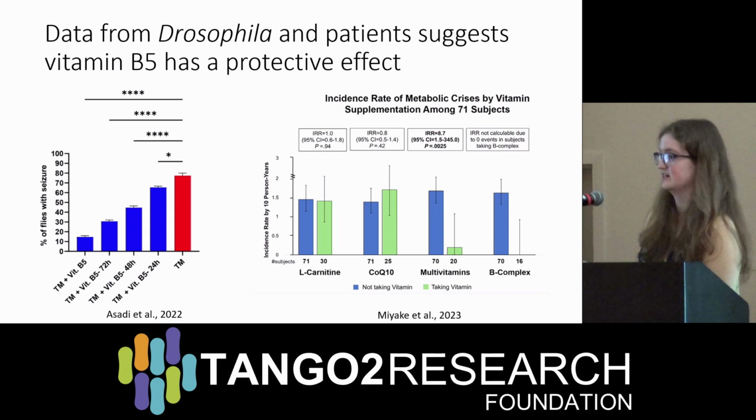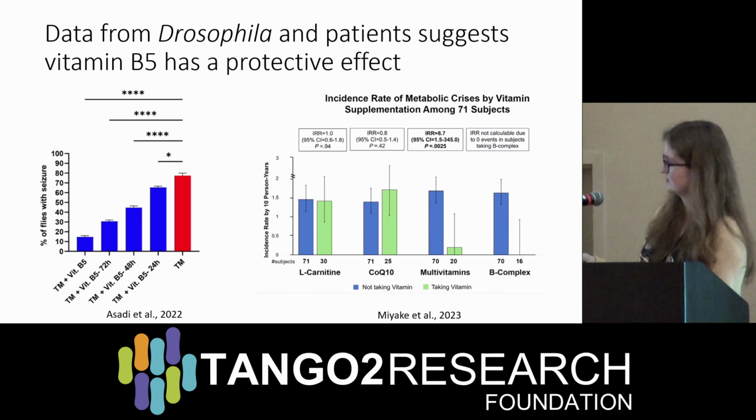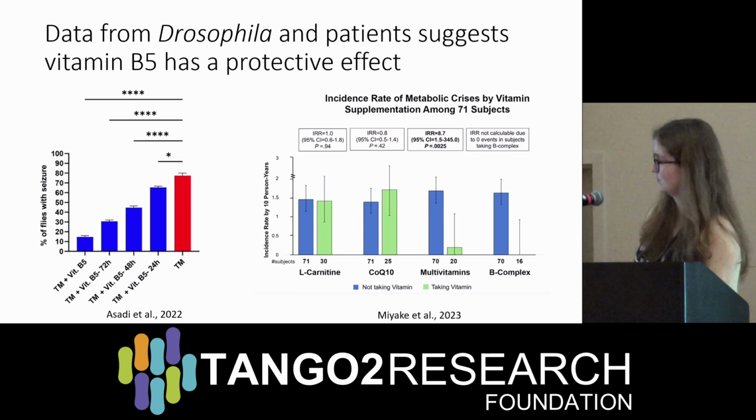So we know from work that Dr. Satcher's group has done that in his fly model of TANGO2, when these flies are given vitamin B5, some symptoms similar to TANGO2 that these flies have tend to go away. So these are seizures. When the flies don't have TANGO2, they have seizures, and then if they're given vitamin B5 at different doses, the seizures that these flies have go away. And we also know from some data from the natural history study by Dr. Miyake and Dr. Lalani that some of our patients that are taking these B complex vitamins don't get these metabolic crises, which is really exciting.